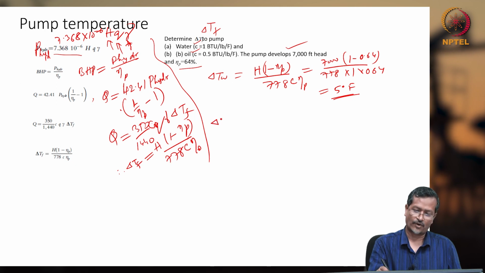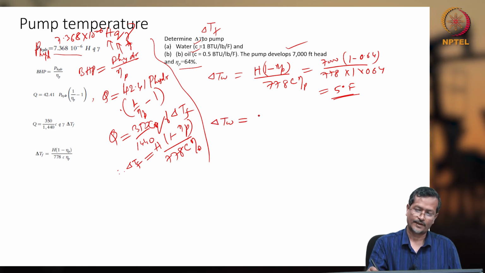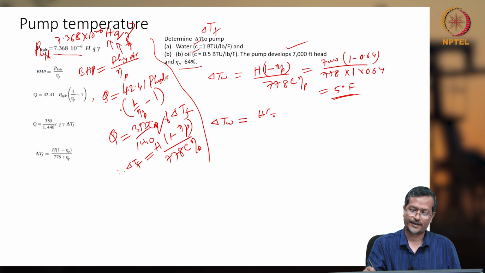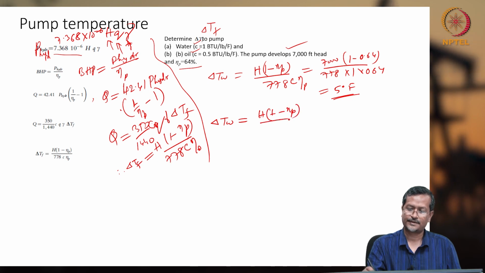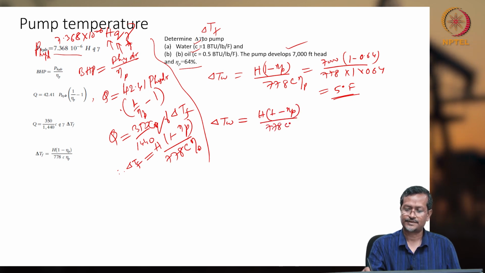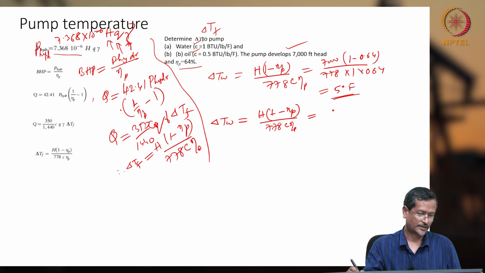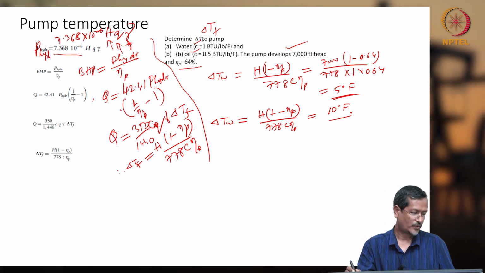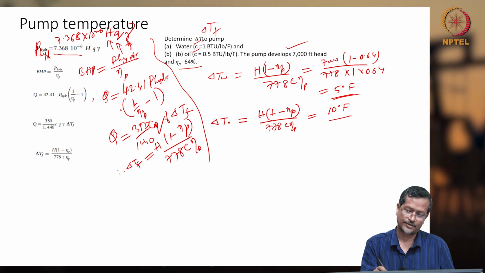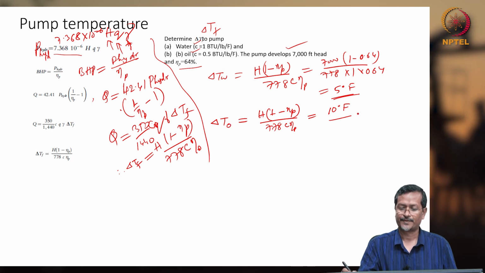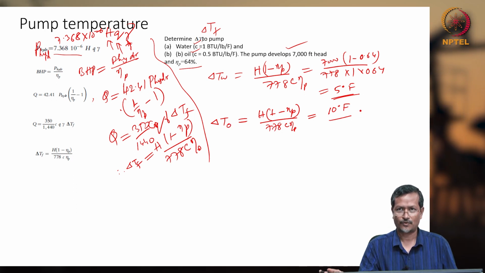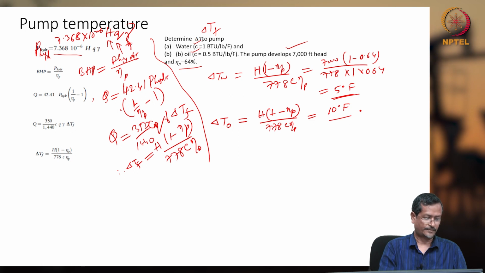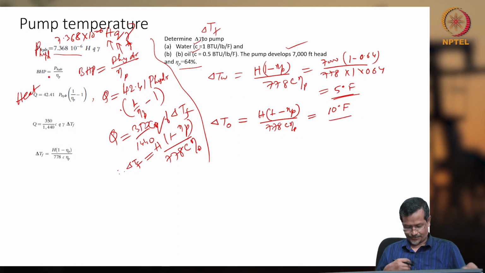For oil, again H (1 minus eta P) divided by 778 C eta P. This will give about a 10 degree rise. Because of the lower heat capacity, your temperature rise will be more. That is del T for oil, instead of water. If you have water, the heat capacity is more, so the temperature rise will be lower. Thank you very much.